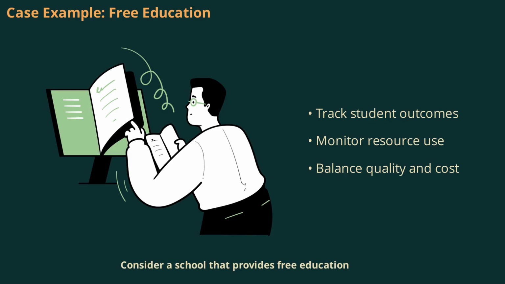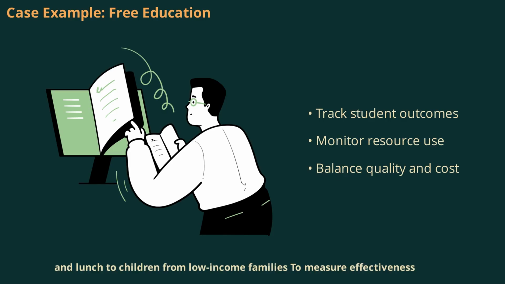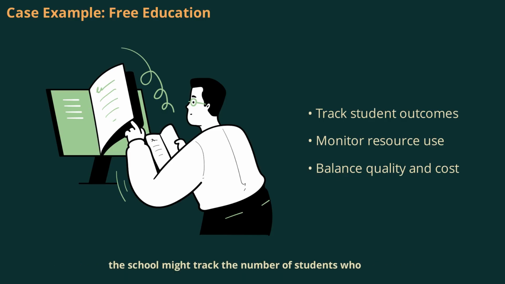Consider a school that provides free education and lunch to children from low-income families. To measure effectiveness, the school might track the number of students who complete their study or move on to higher education.